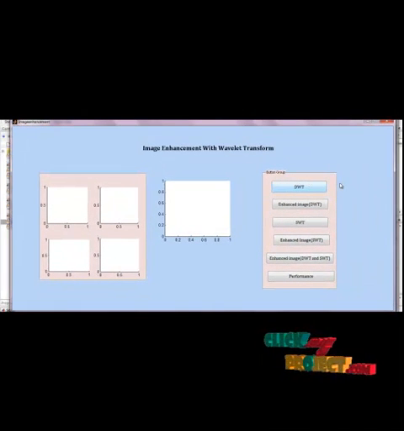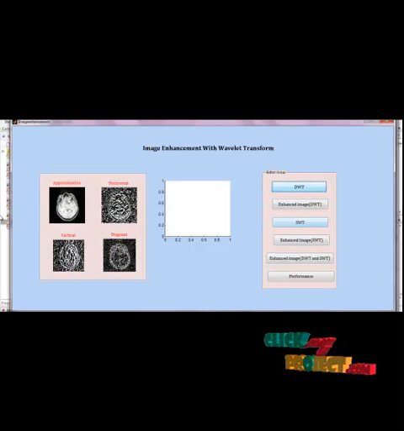First, we are going to enhance the image using DWT, that is discrete wavelet transform. And then we are going to enhance the image using stationary wavelet transform. And finally, we are combining DWT and SWT in order to enhance the image. First, we are applying DWT. The DWT will decompose the input image into the 4 level coefficients.